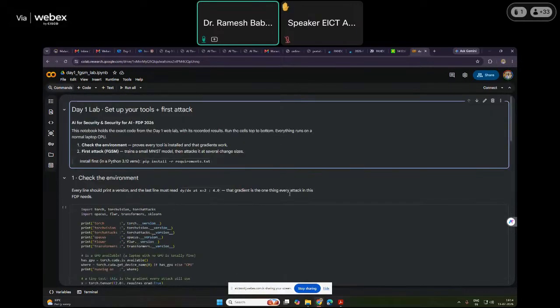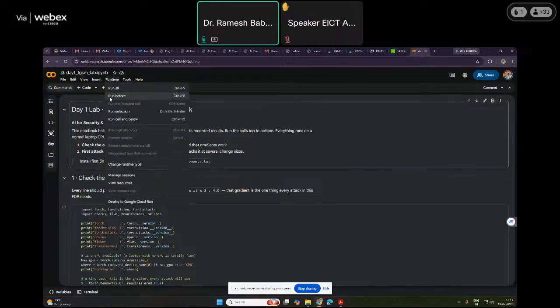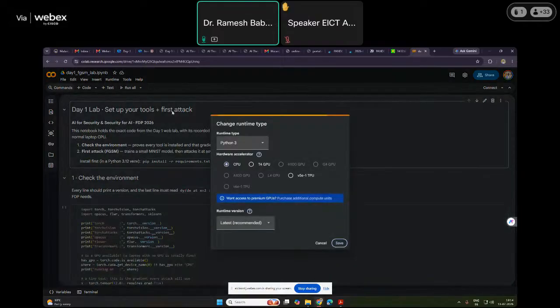How you are going to run this is very simple. You go here into Runtime and click on Change runtime type. When you click this, you will get this window. In this window, you will see different types of services that Google is offering you: CPU, GPU, T4 GPUs, and TPUs. You can select any one of them. Most of our work will be done on CPU or this simple GPU.